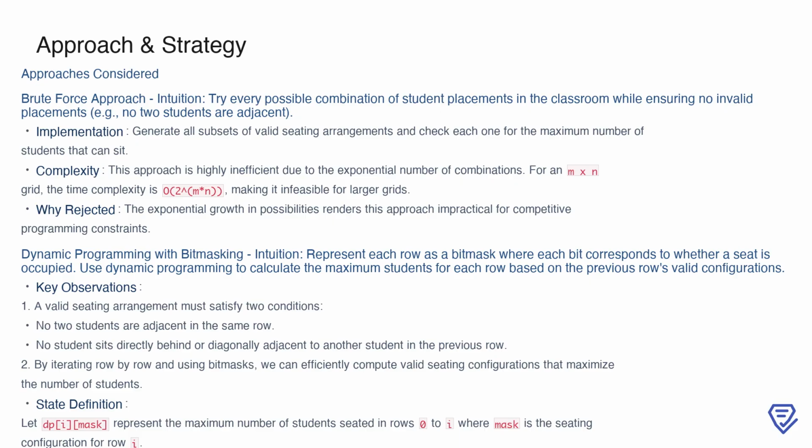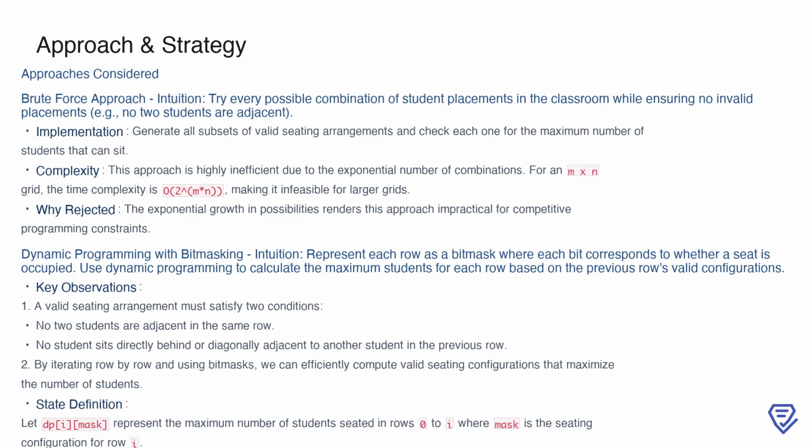However, this method becomes highly inefficient as the grid size increases. For an m×n grid, the time complexity is O(2^(m*n)), which grows exponentially and makes this approach impractical for larger inputs. Instead, we turn to a more sophisticated method, dynamic programming with bit masking.